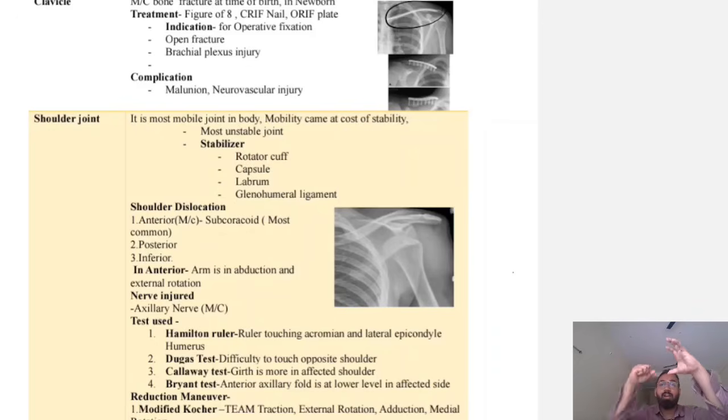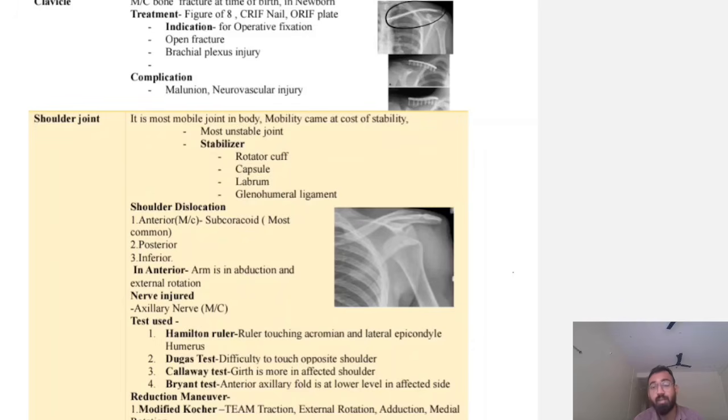Next is Dugas test. Because the humerus is inside the joint, all the movements are smooth. You can do any movement at the shoulder joint. You can touch anywhere. Now the humerus was in its place, and now it has gone anteriorly. Where will it rotate now? There is no place to rotate. There is no place for movement. So the patient will not be able to do any movement because the humerus is not in place. So it is difficult for the patient to touch the opposite shoulder. This is known as Dugas test.